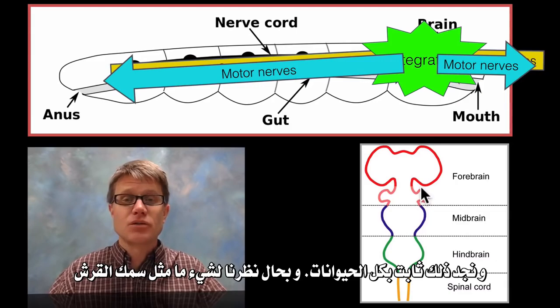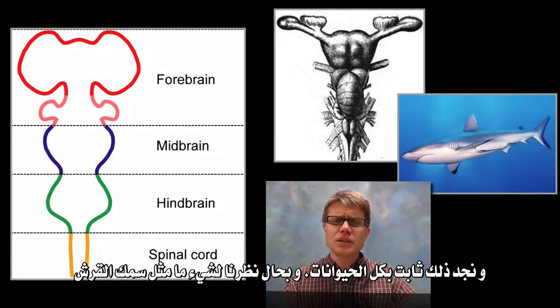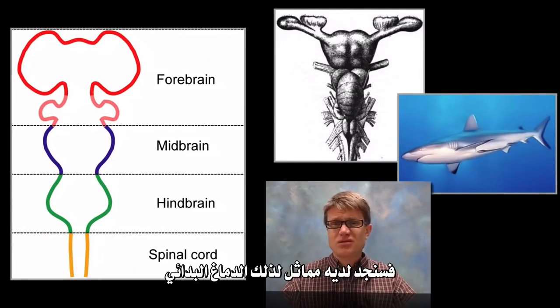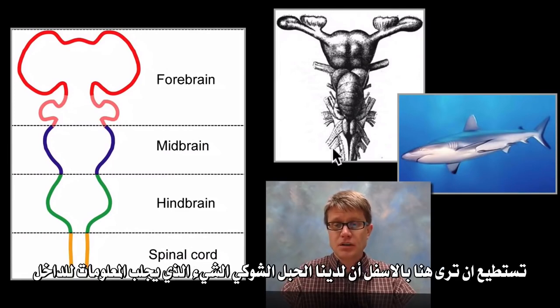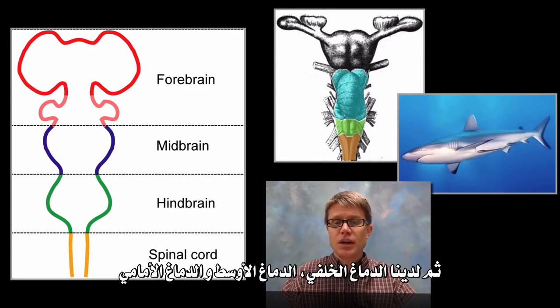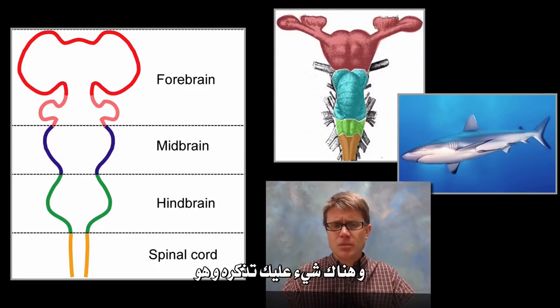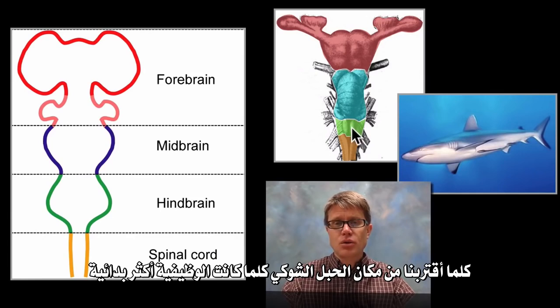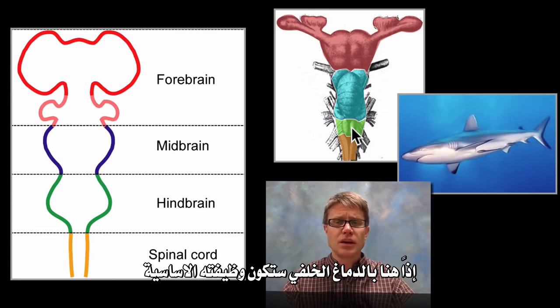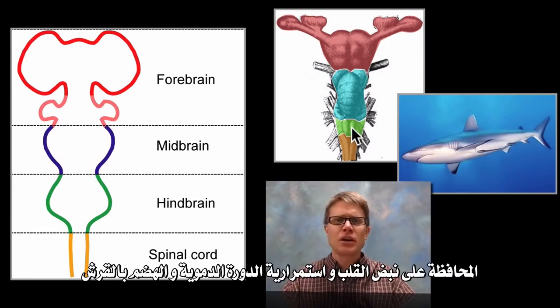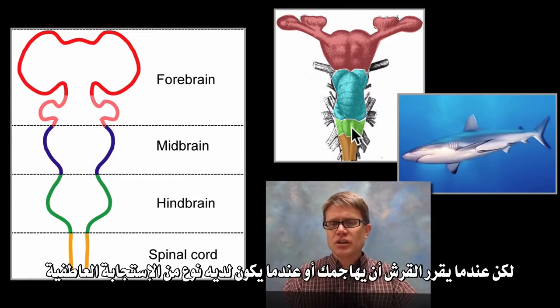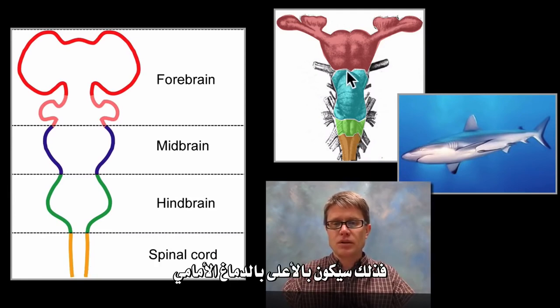And we find this consistent throughout all animals. And if we look at something like a shark, it pretty much looks just like that primitive brain. You can see down here we've got the spinal cord that's bringing information in. We then have the hindbrain, the midbrain, and the forebrain. And so one thing you should remember is that the closer we are to that spinal cord, the more basic the functions are. And so right down in this hindbrain, it's going to be basically keeping the heart beating, keeping the circulation going, digestion in the shark. But when a shark decides to attack you, or it has some kind of an emotional response, that's going to be way up here in the forebrain.